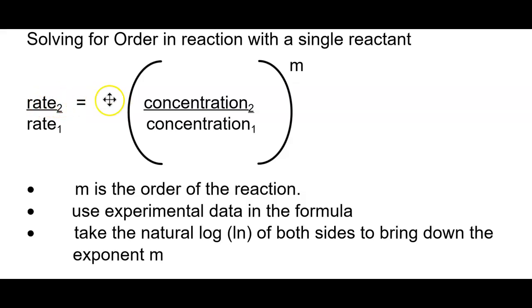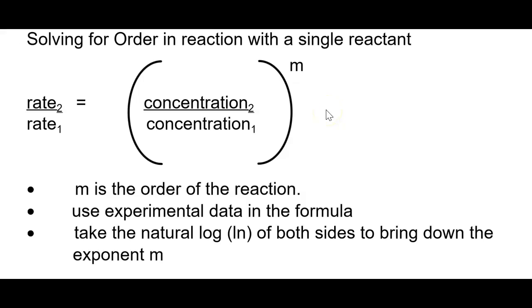The rate of that experiment step needs to be on top, and the rate of the other experiment step needs to be on the bottom, and it has to match. So in other words, rate 2, concentration 2, referring to experiment 2 or experiment 1 in this generic form, and concentration 1. It has to be the same data set on top and a different data set on the bottom, all raised to the power m, which is the order of the reaction.